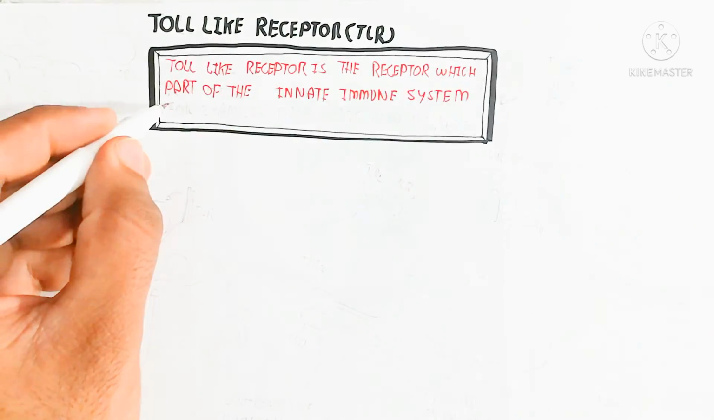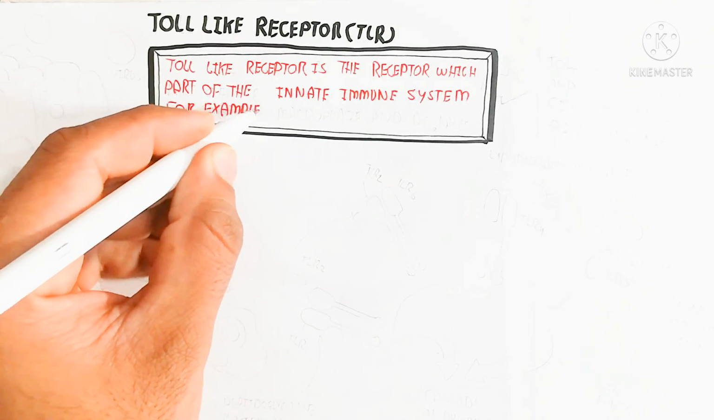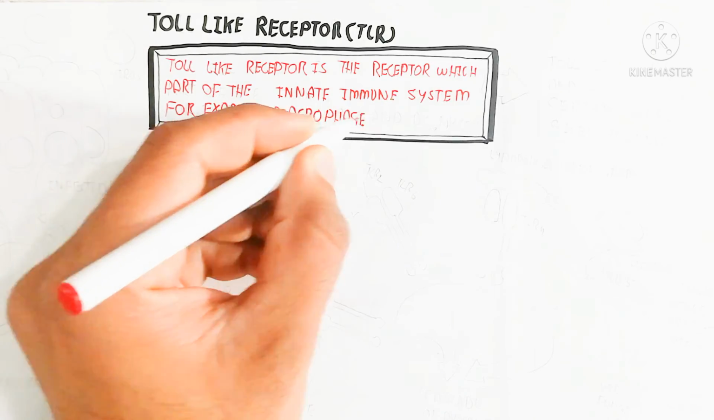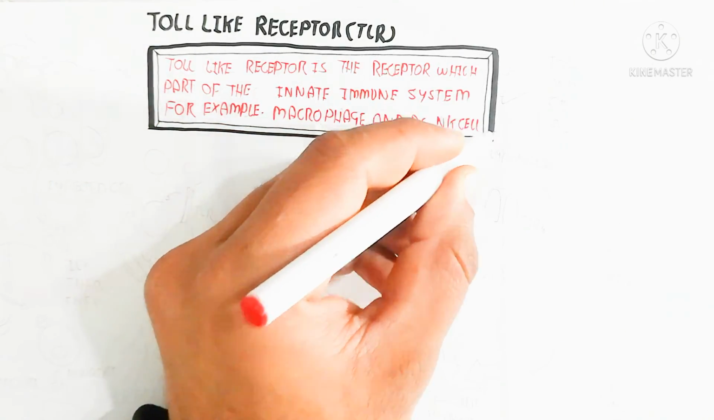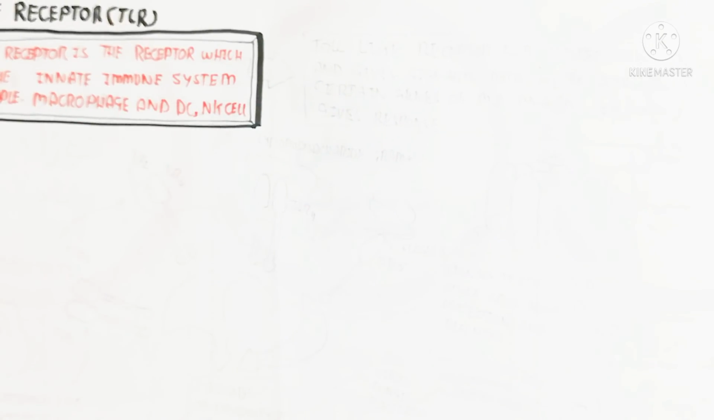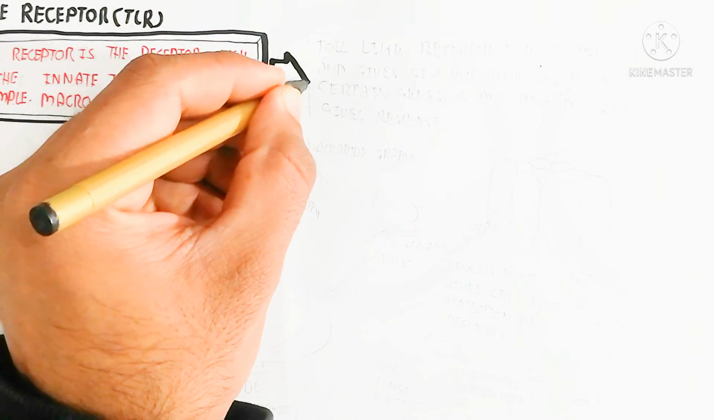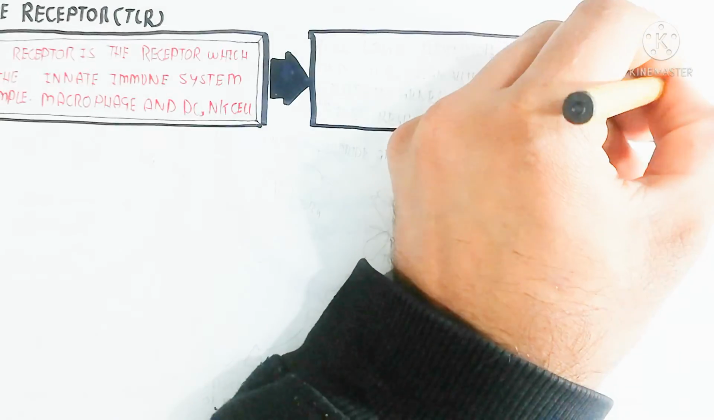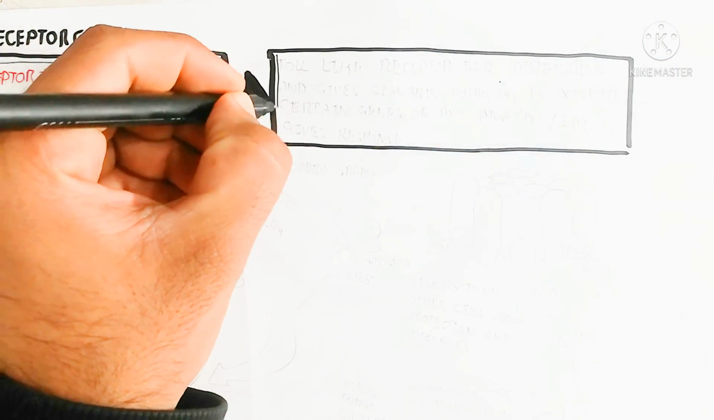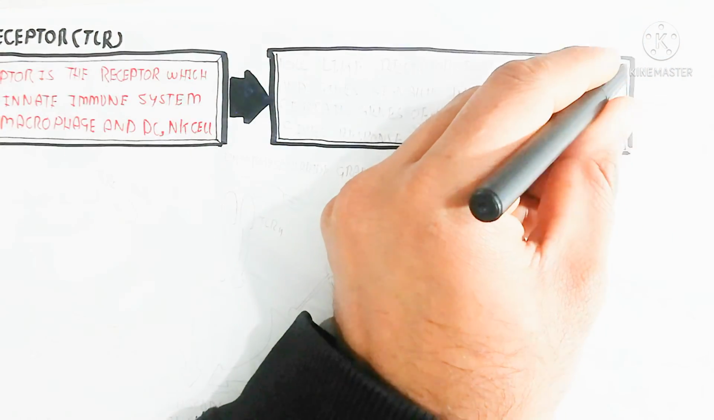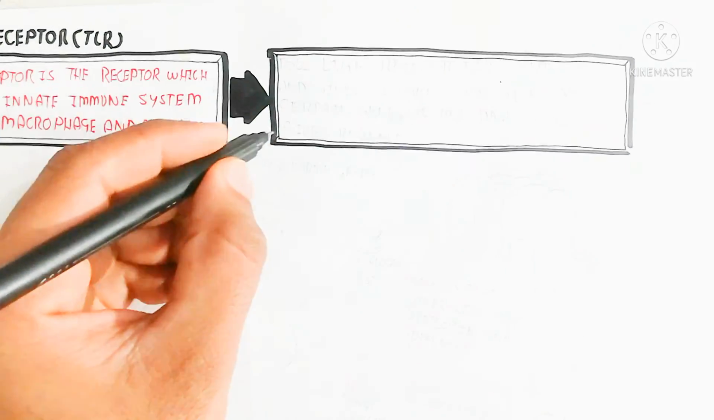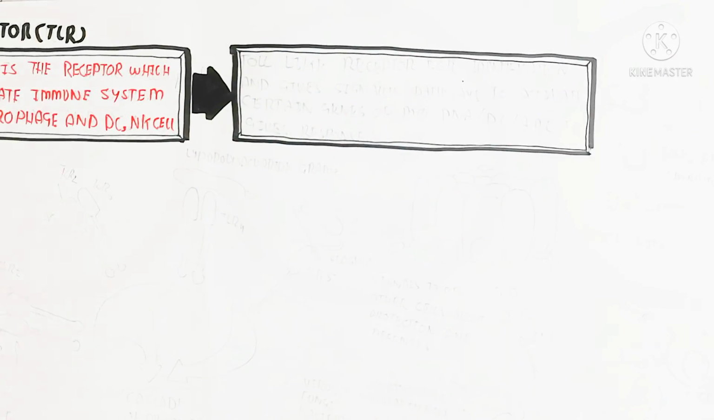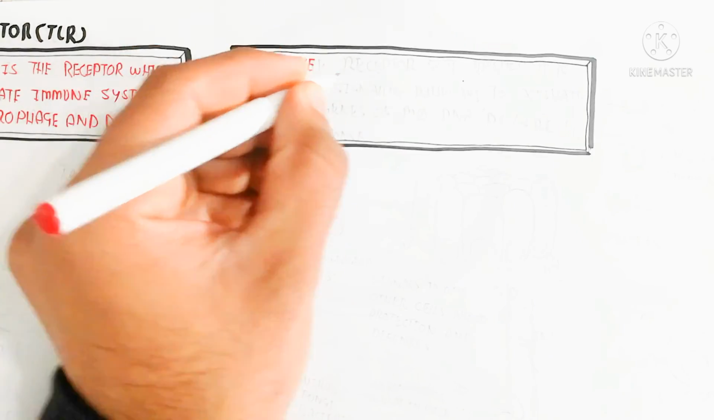So the toll-like receptor is a receptor that is part of the innate immune system, for example macrophage, dendritic cell, and natural killer cell. The toll-like receptor is used for identification and gives the signaling pathway to activate certain genes of the macrophage. For example, macrophages and dendritic cells are antigen presenting cells that give a response.